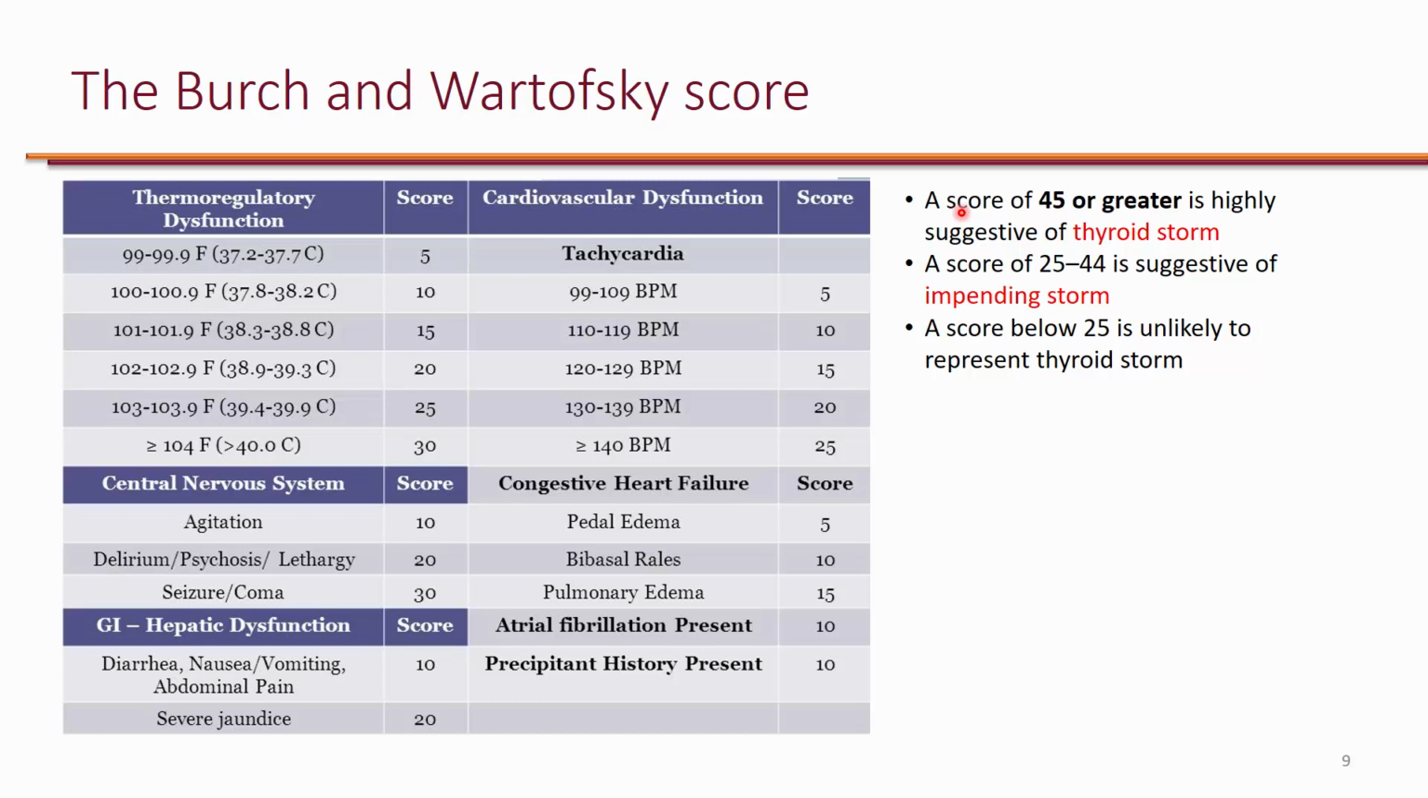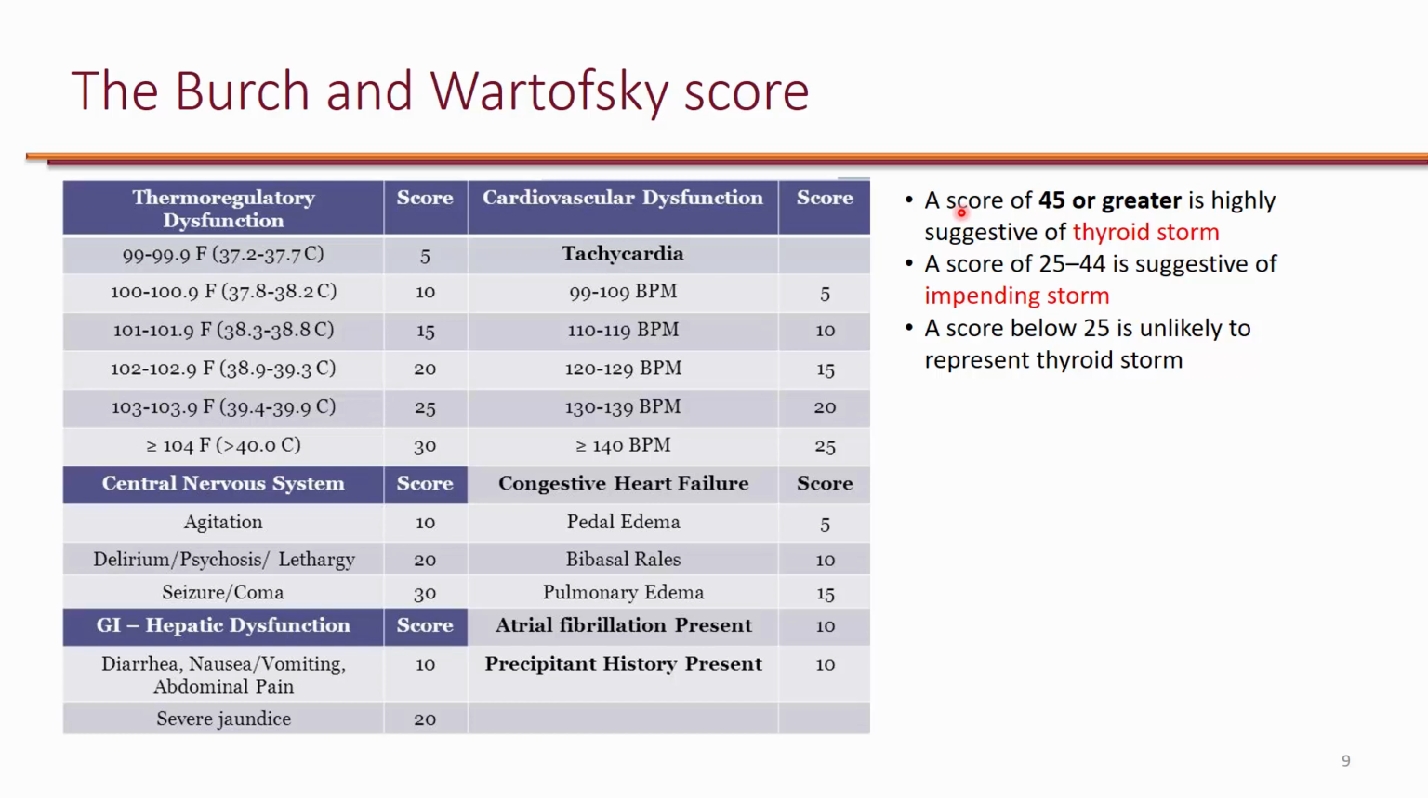So this score is something that they use in the emergency department. So when somebody comes into the emergency department with symptoms of hyperthyroidism, they need to know how urgent this is, because treatment will be more aggressive for thyroid storm. So they look at all these things that are listed in this table, and they will add up the score. So if it's 45 or greater, that means they most likely have thyroid storm. So they will start treatment aggressively.